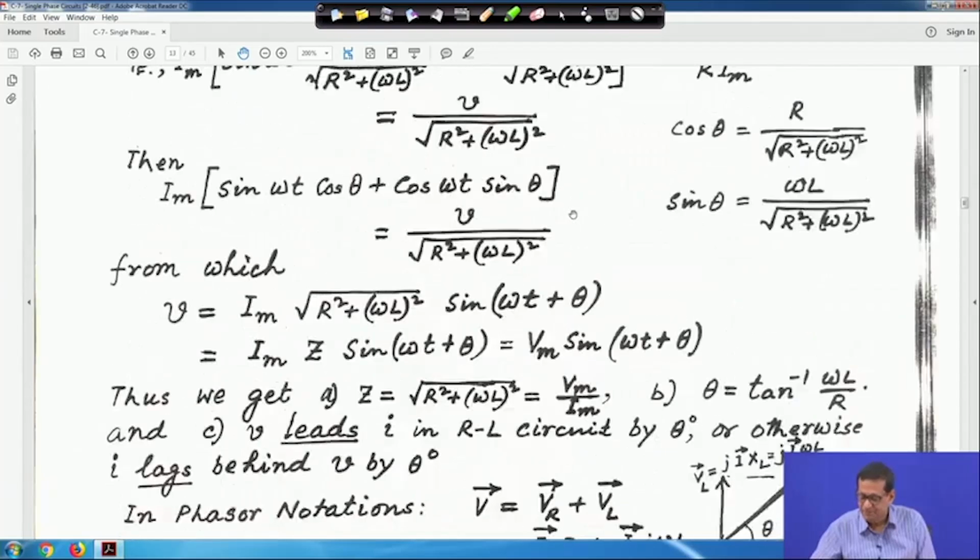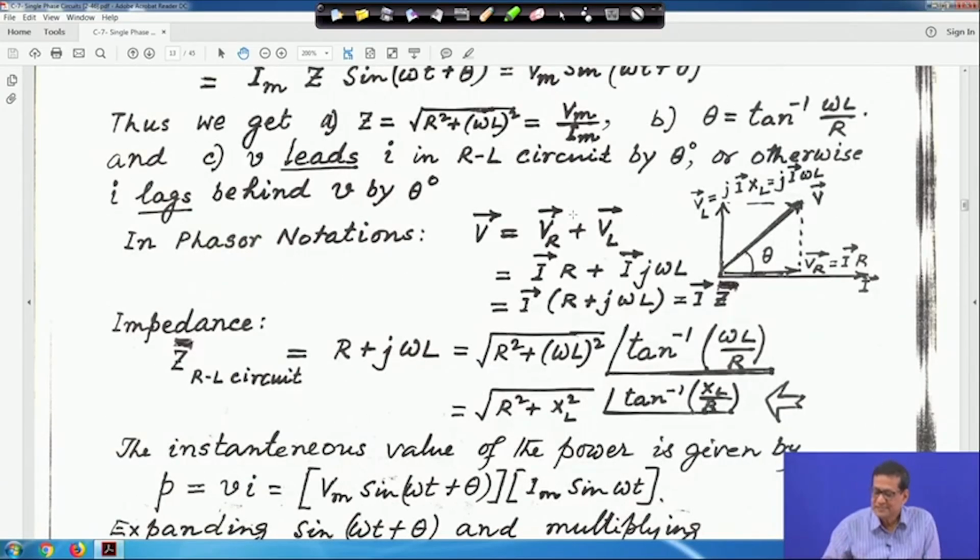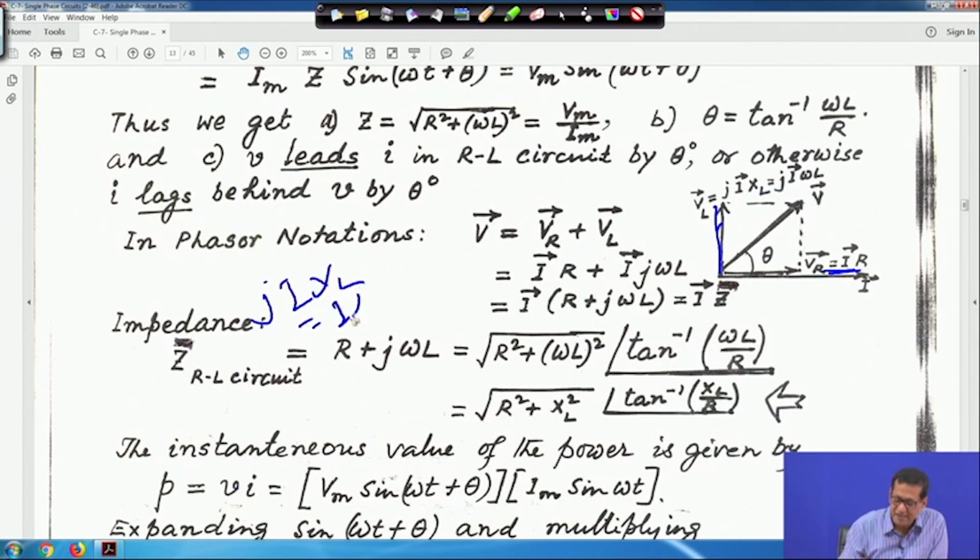Therefore, VR is equal to IR, and VL is equal to jIXL. j means angle 90 degrees. If you take it like this, jIXL is equal to IXL at angle 90 degrees, because angle 90 degrees means cos 90 degrees plus j sin 90 degrees. So, cos 90 is 0 and j sin 90 is j. So it will become jIXL, and this is the resultant V.